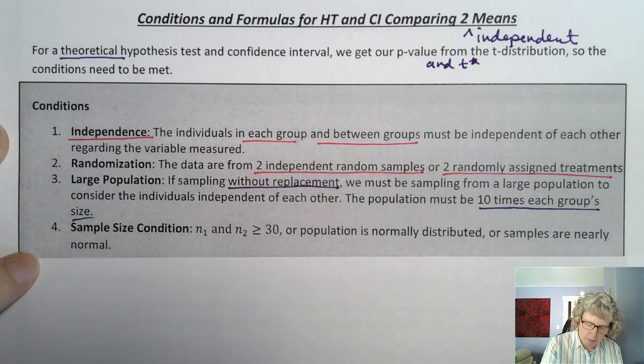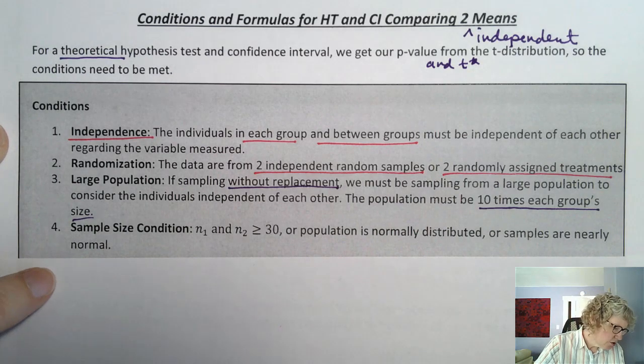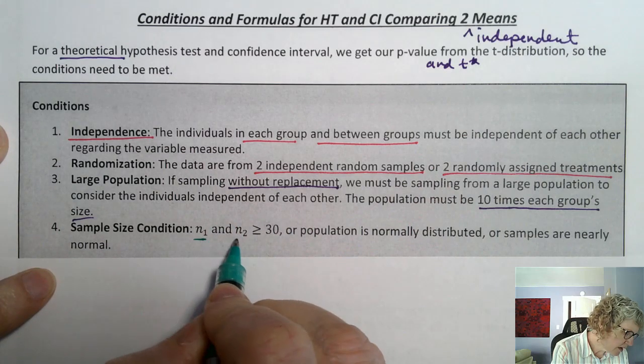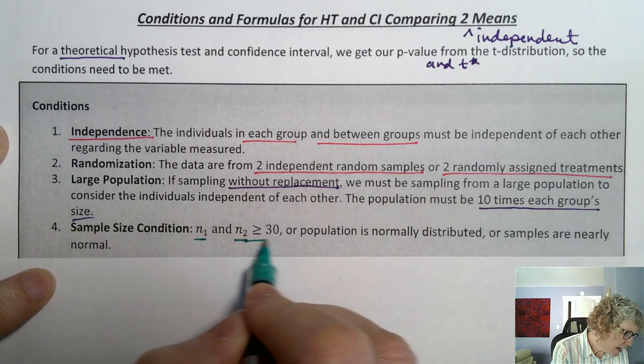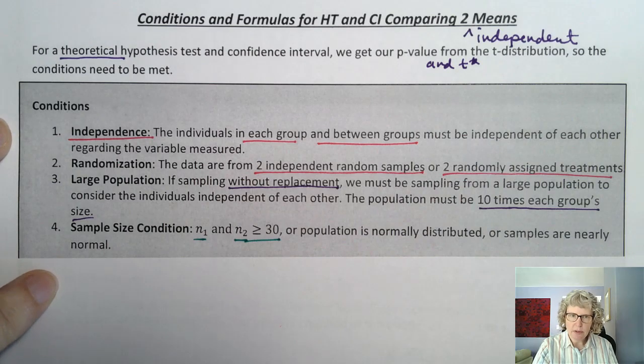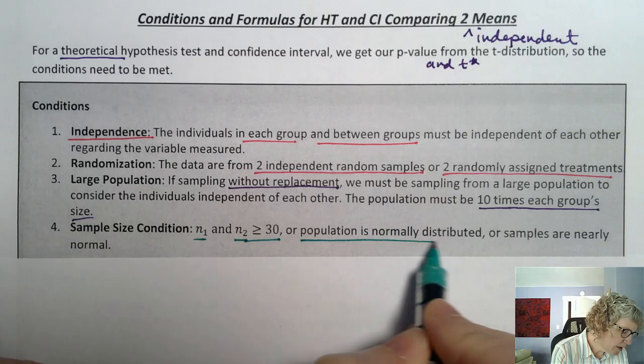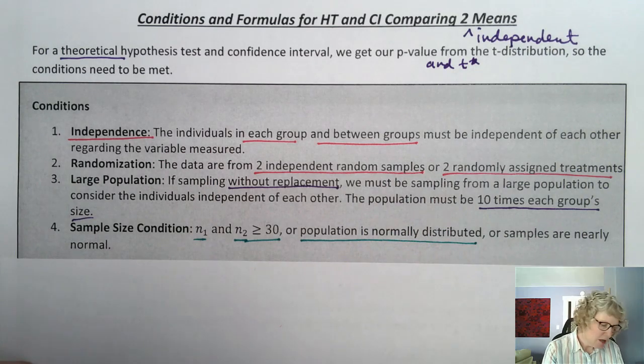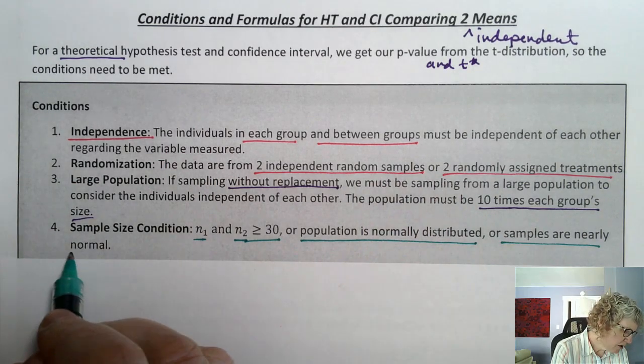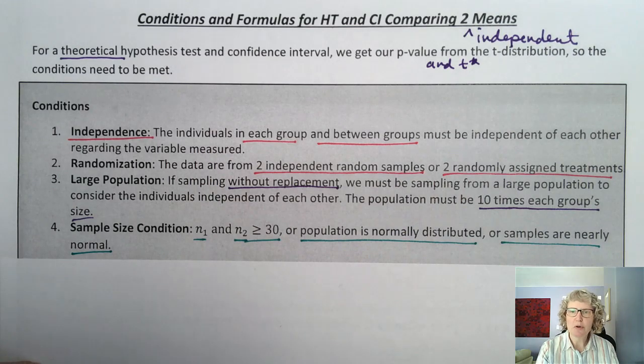Okay, so sample size condition. We have two sample sizes, right? So N1 and N2 greater than or equal to 30. That's one way to meet the condition. Or the population is normally distributed, or samples are nearly normal. So there's our nearly normal again. So same idea, it's just that we're expanding this to two groups.